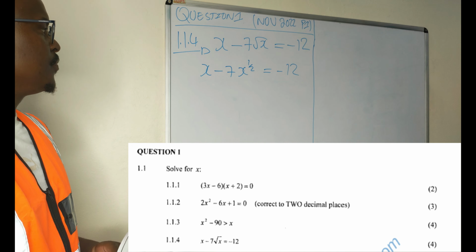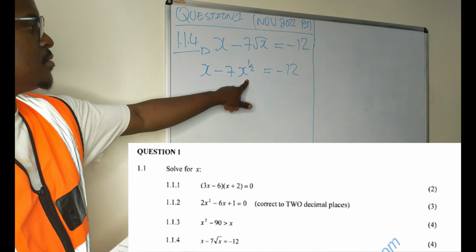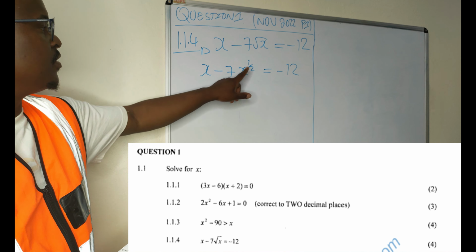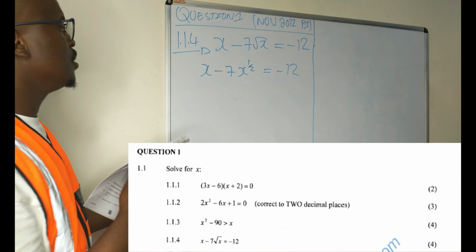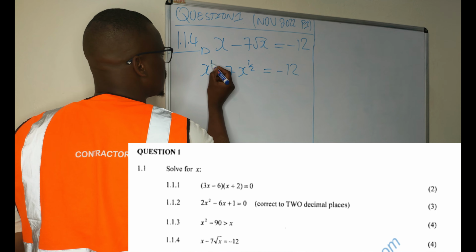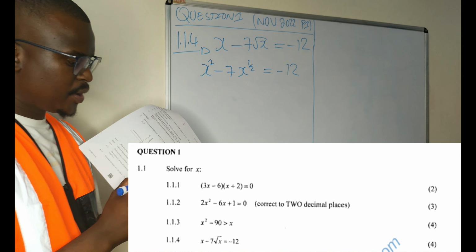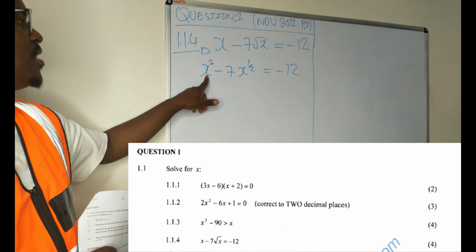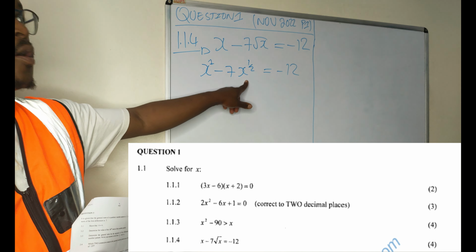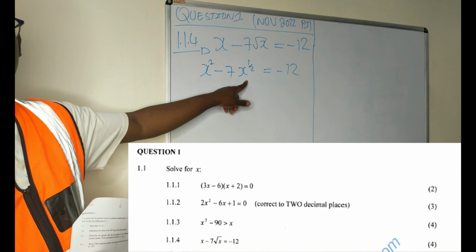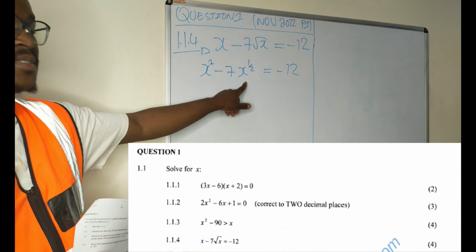Let's look at it again. What's the relation between this and that? So this is raised by 1/2, and that one is raised by 1. So what you can quickly tell is that the power of this is 2 times the power of that. The power of this is 2 times the power of that.